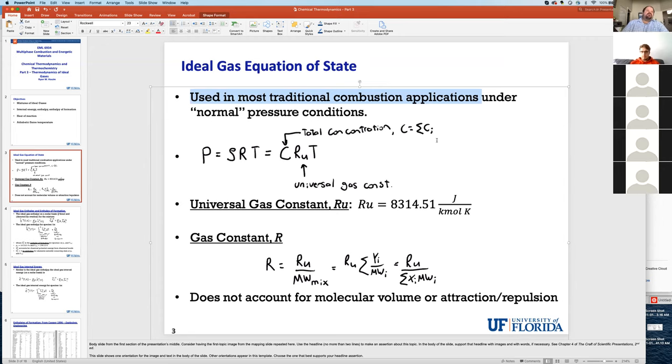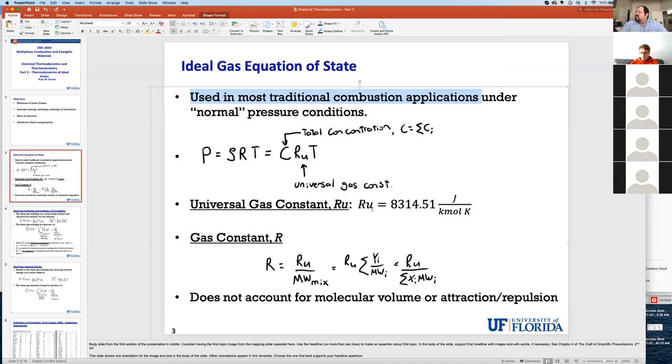Now, for a lot of our energetic materials, we will not be under, quote, normal pressure conditions. We will be at very high pressures. Even if you're designing a modern gas turbine combustor, for efficiency purposes they're cranking the pressure higher and higher, and you're getting very close to the critical point for a lot of these compounds. The ideal gas law is still used a lot, but there are applications where using it is becoming iffy. Starting next week, we are going to discuss some of the equations of state that are used for such conditions.